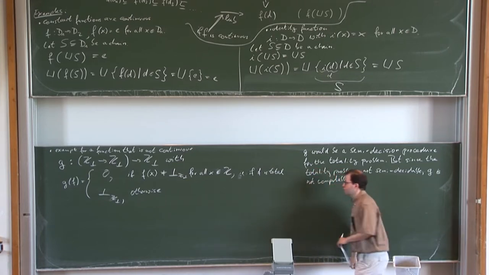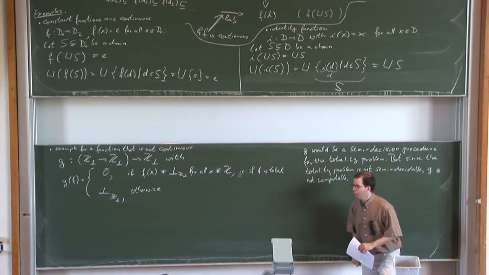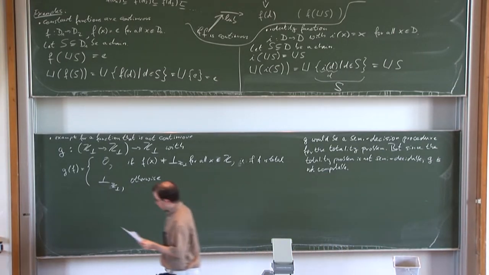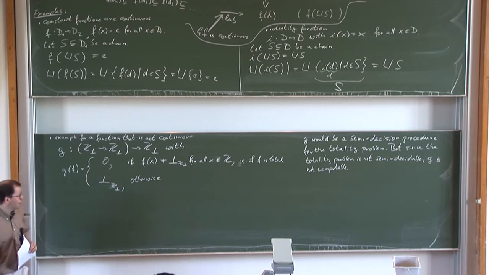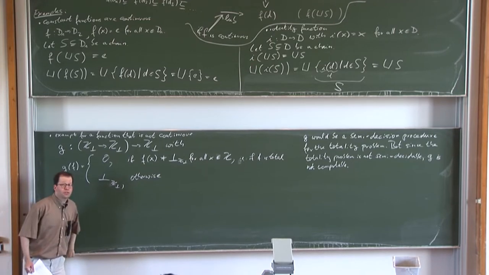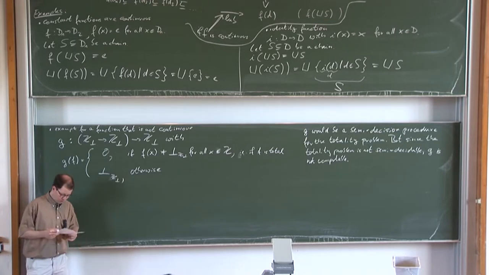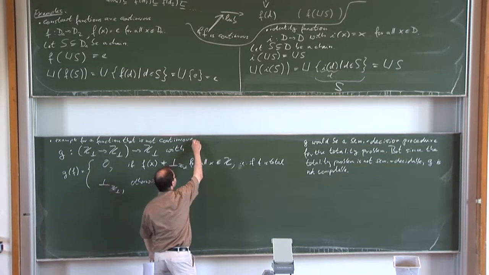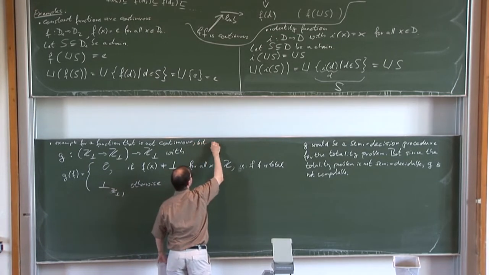So we would like to exclude functions like G, and indeed we will manage to do this because G is not continuous. However, G is monotonic. So if we only exclude non-monotonic functions, G would not be excluded because it's monotonic, but it's not continuous. So let's see why this is not continuous, but why it is still monotonic. So this is an example for a function that is not continuous, but monotonic.